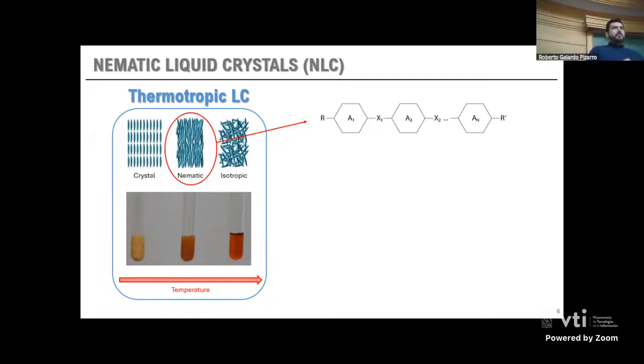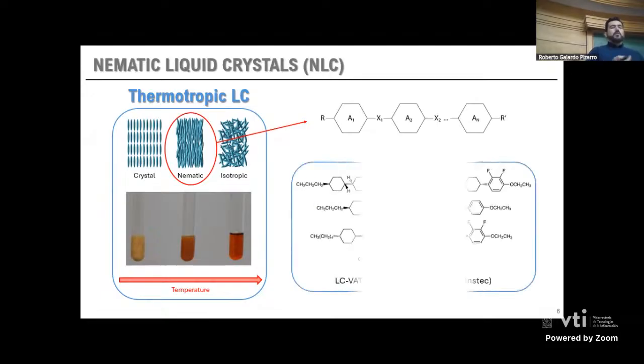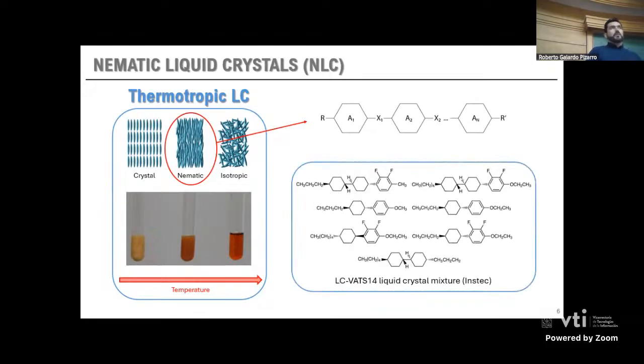The properties of the liquid crystalline material, for example, the response to changes in temperature or external fields, are a direct consequence of the constituting groups that are in the molecule, or the molecules in the case that we have a mixture of liquid crystals.